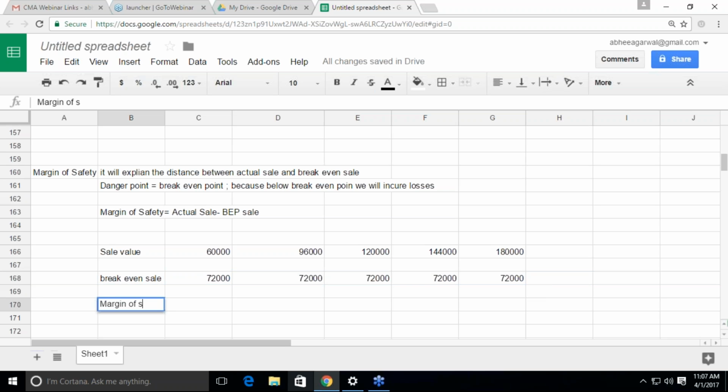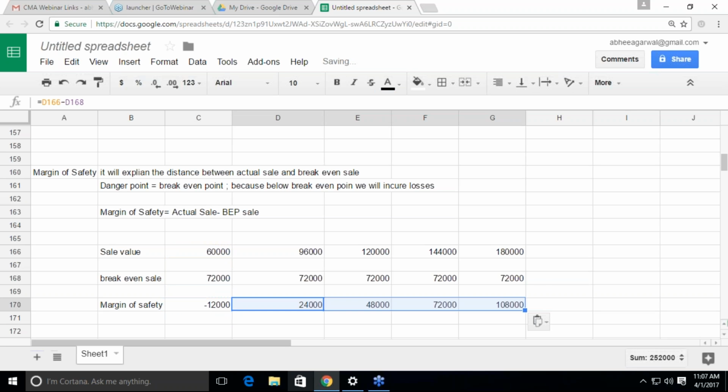Now margin of safety. In the first example, your margin of safety will be negative 12,000. There is no margin of safety, or a negative margin of safety, because your actual sale is already below the break-even point. In the other cases, the margin of safety is 24,000, then 48,000, 72,000, 1,08,000. So the actual sale above the break-even sale shows the margin of safety.